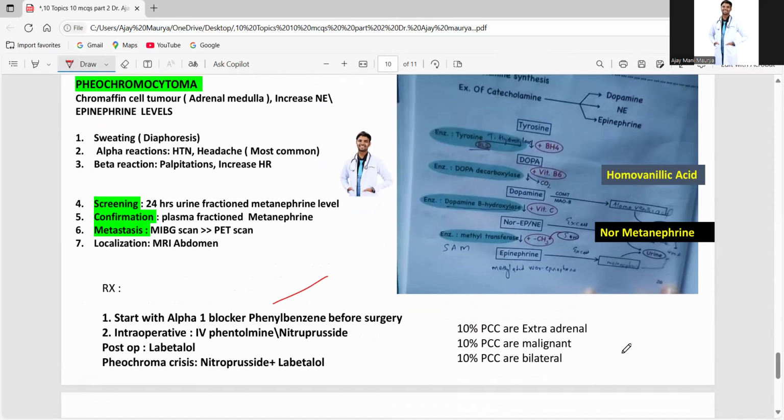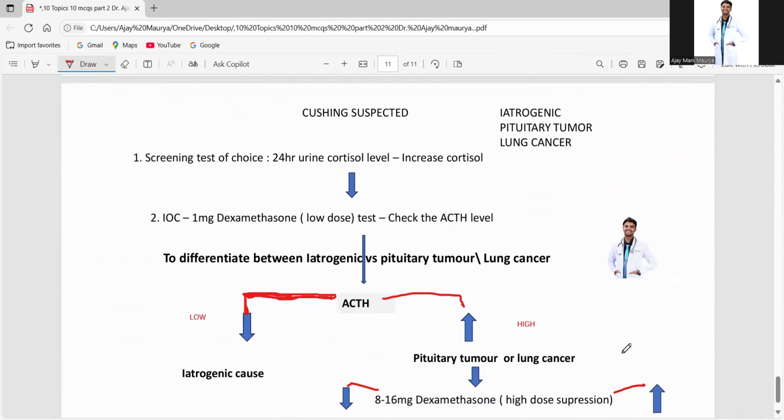My PC charging is very less, guys. So remember here, Cushing suspected disease. Okay, Cushing disease, guys. Why are we going to do this one? See here, because we have to know the reason for the Cushing syndrome. Either it is caused by an iatrogenic cause, a pituitary tumor, or lung cancer.